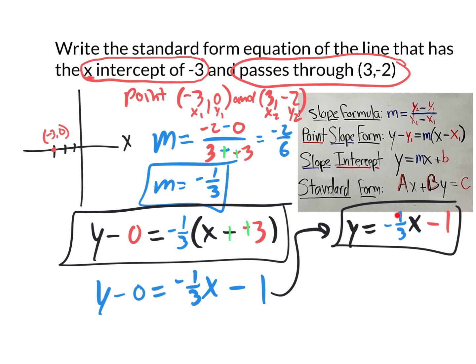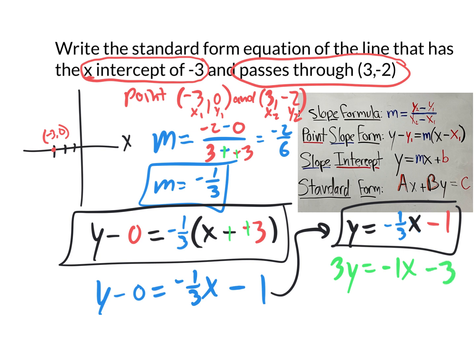So right here, to get rid of this fraction, what do we do? Multiply everything by what? 3. So I'm going to multiply the y times 3. That'll give me a 3y. I'm going to multiply the 1/3 times 3, and the 3 will cancel out, which will leave me a negative 1x. And then I'm going to multiply the negative 1 times 3, and that'll give me a negative 3.